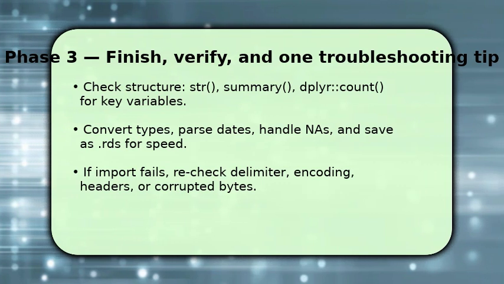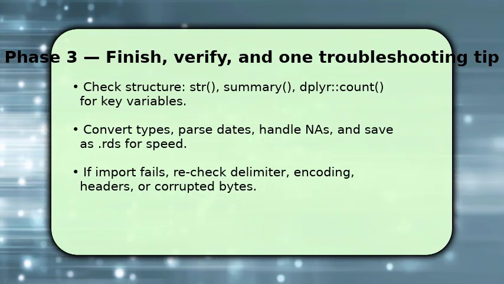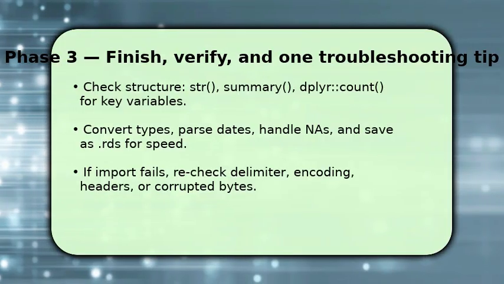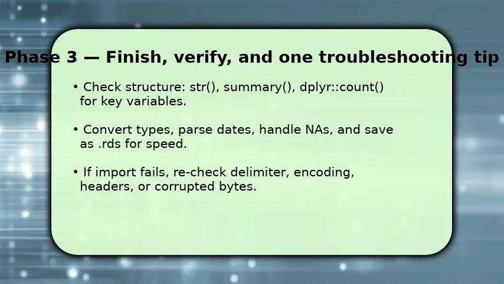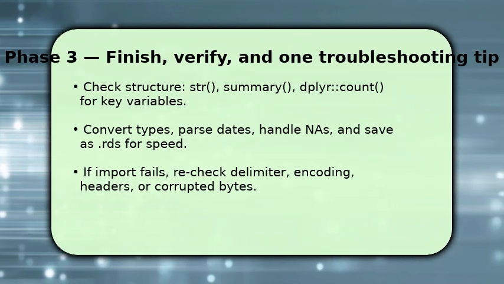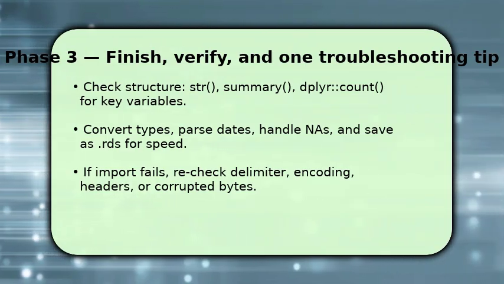Run str and summary to inspect types and unexpected NAs, then convert factors, parse dates, and recode values as needed. Save the cleaned object with saveRDS for faster reloads.